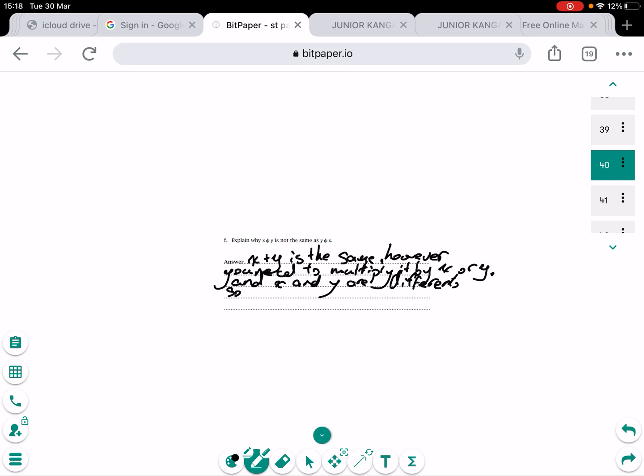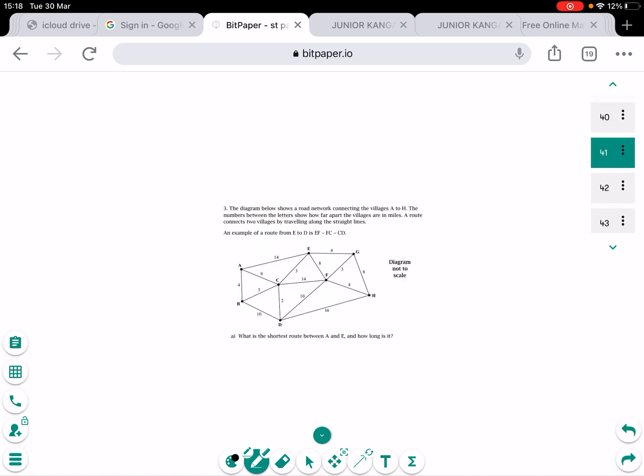So therefore the result is different. Yeah, that's basically it. And for question 3, it's this, like, I love these questions. So what is the shortest route between A and E?